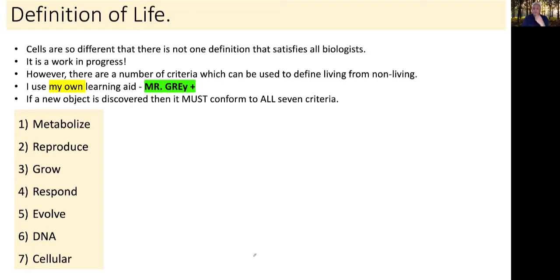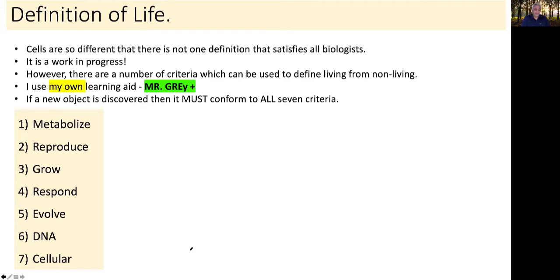So what do we do? Do we give up? No, we come up with a criteria, a checklist that can be then used to define living things for now, until biologists work out into the future what the answer is to that question. So I've come up with my own learning aid called Mr. Gray Plus. If you watch the longer video of this particular lecture, which is online already, you will find that Mr. Gray Plus has 7 components, which I've summarized here. So in order to be classified living, you have to satisfy all 7. If 6 out of 7 is applicable to you, then you are not living. You have to pass all 7 standards.